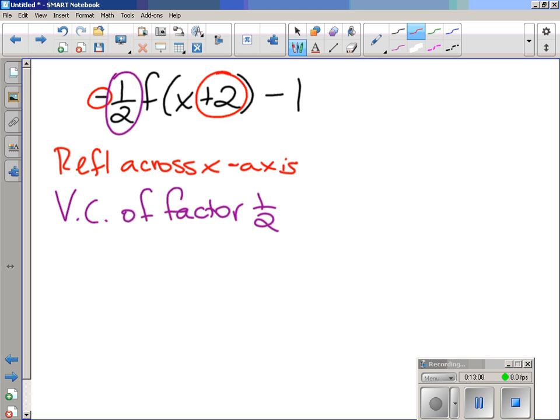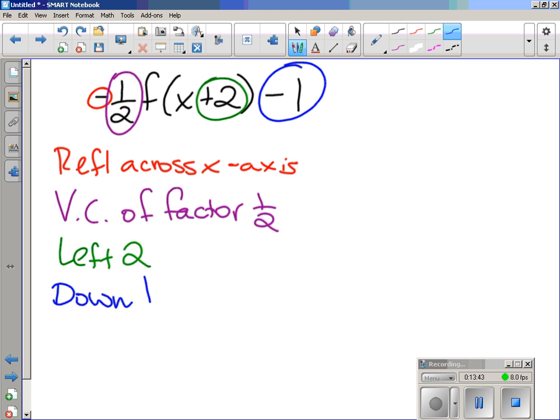Plus 2. Inside the parentheses, that means horizontal. Horizontal, when I add or subtract, that's moving left or right. Plus 2, you would think that means right 2, but remember it lies, so it's left 2. And then last, the minus 1 here, that's vertical, down 1.